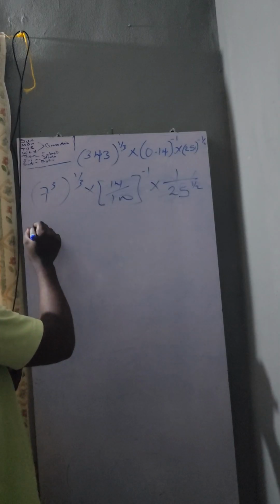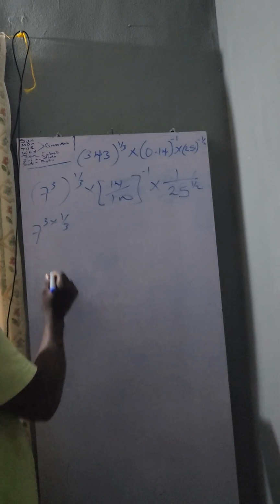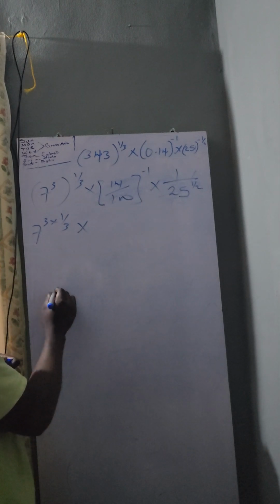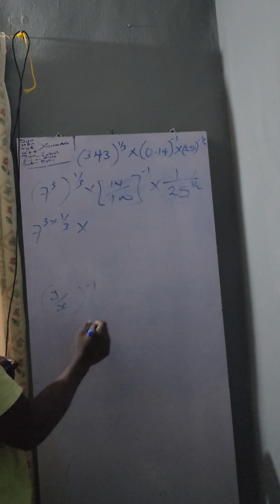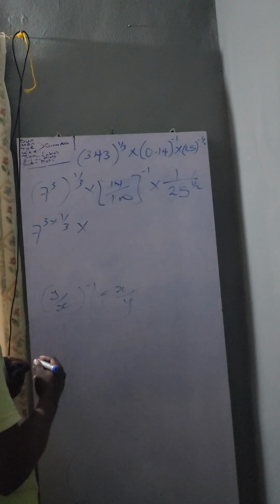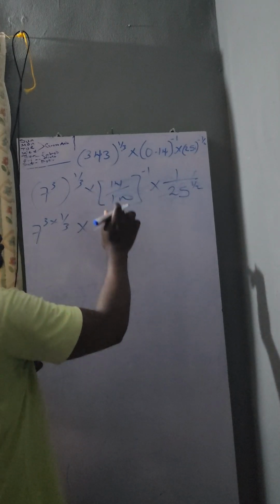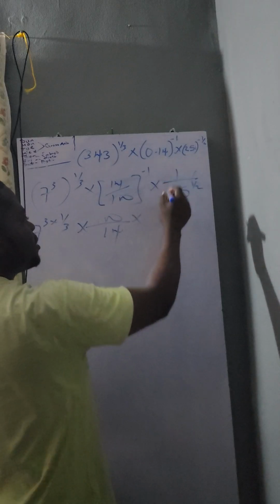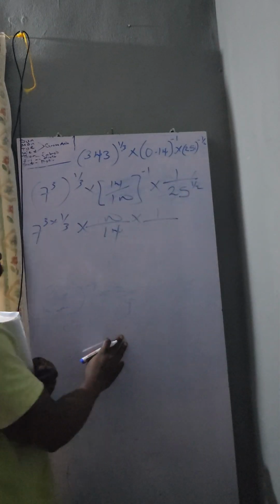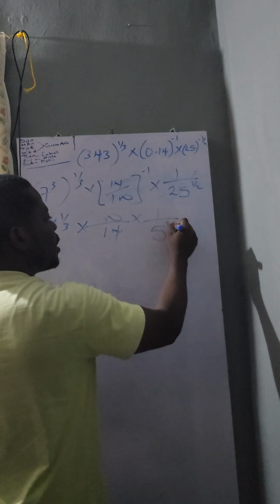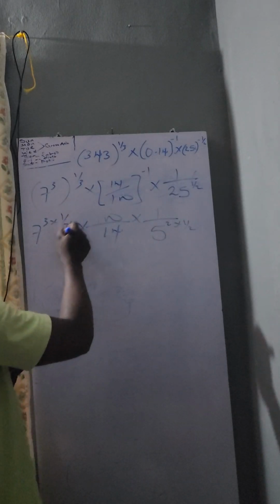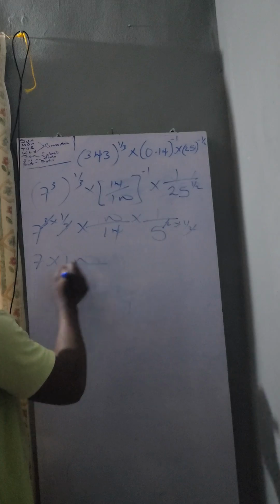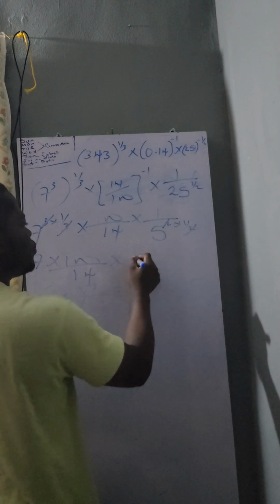Now here this becomes 7 raised to power 3 times 1 over 3 multiplied by... Let me explain. I said when you have y over x raised to power minus 1, this can become x over y. Which means I'm having 14 over 100 raised to power minus 1. This will become 100 over 14. Then times 1 over 25 is what? 5 raised to power 2. 5 raised to power 2 times 1 over 2. 3 cancels 3 here, 2 cancels 2 here. Then I'm left with 7 times 100 over 14 times 1 over 5.